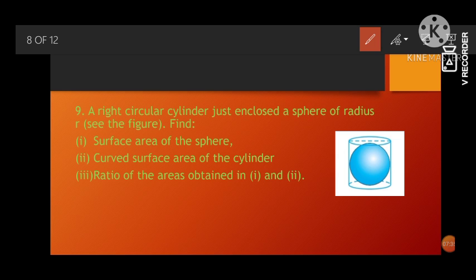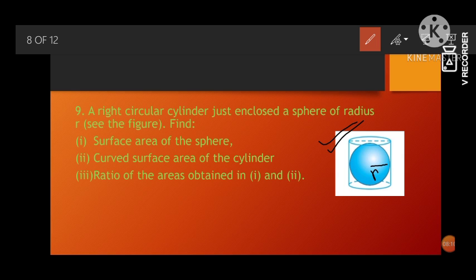So question number 9 says a right circular cylinder just encloses a sphere of radius r. So this it is shown in the diagram. So as you can see, this is the cylinder in which a sphere is inserted. So the largest diameter of the cylinder will be the diameter of the sphere, and the radius is given as r. Radius of the sphere is given as r.